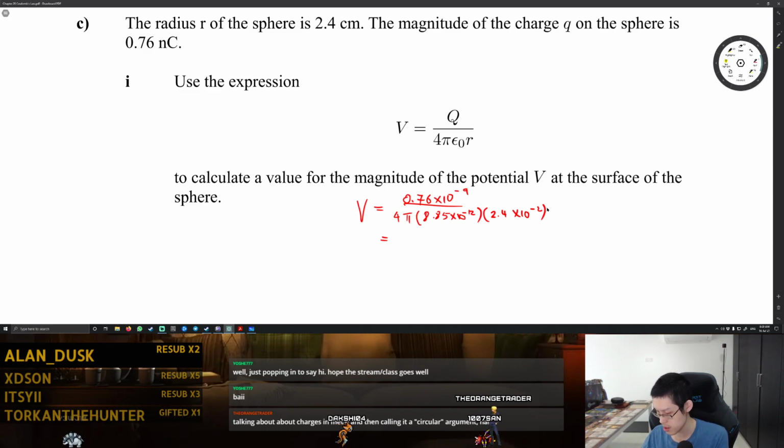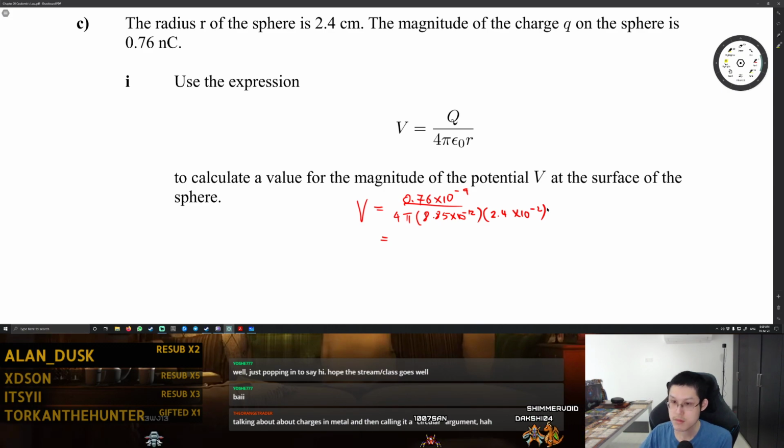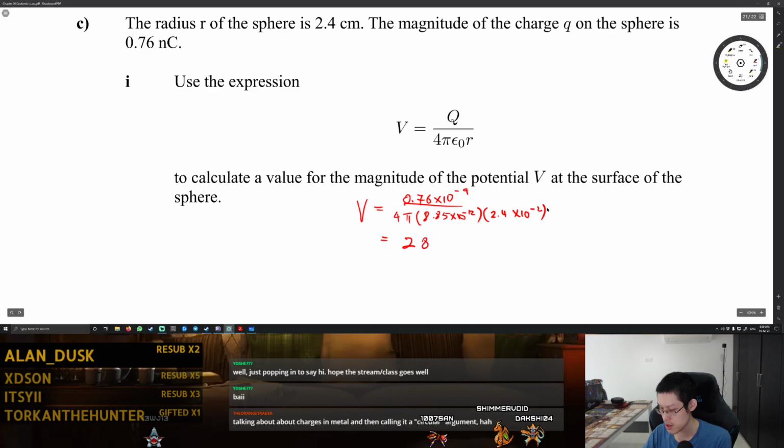And put that in my calculator. And then we get 285 volts. Done.